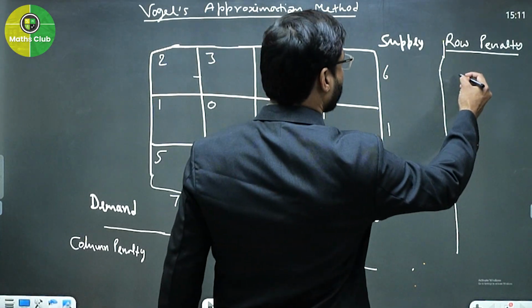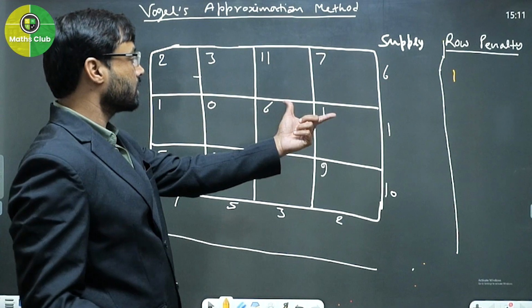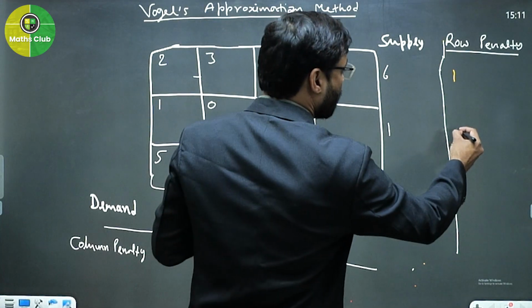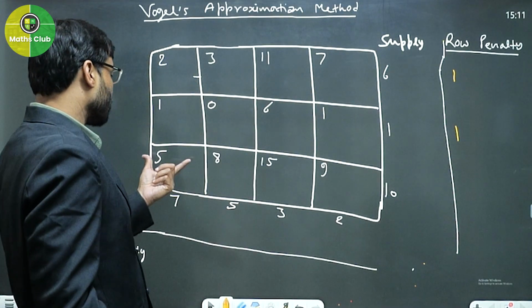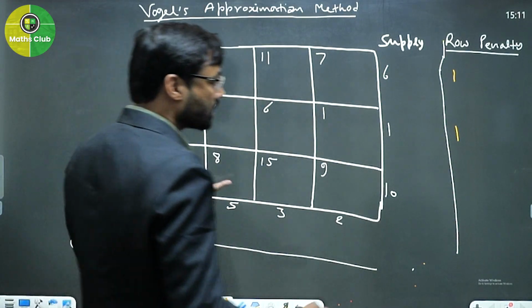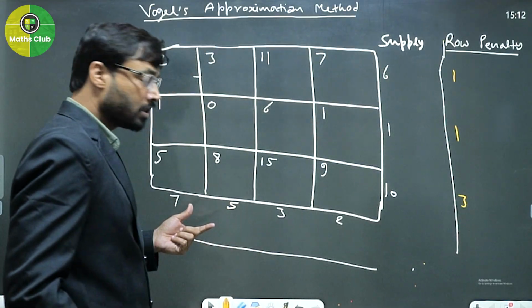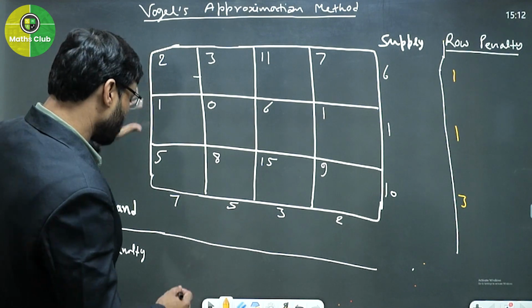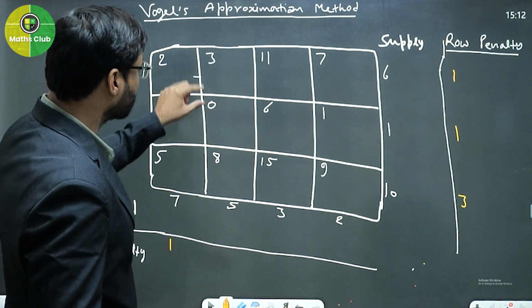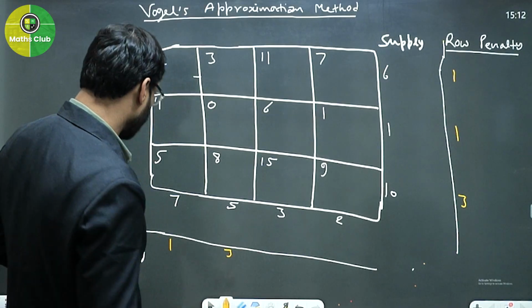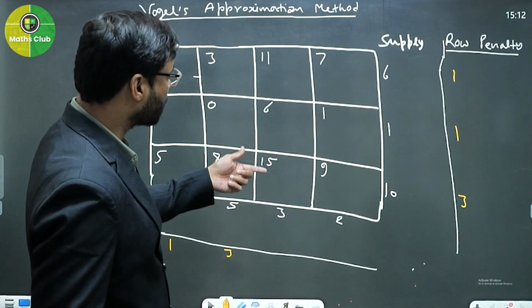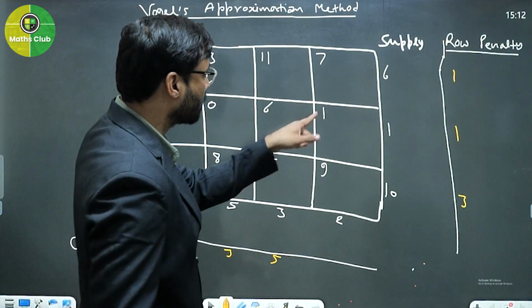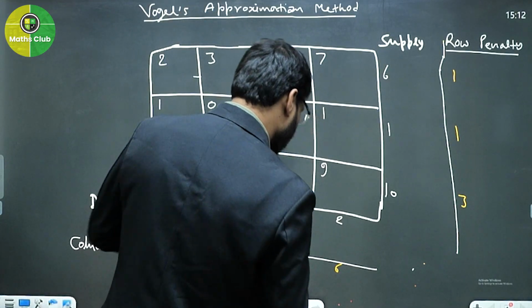So the row penalty here is 1. In the second row, the smallest is 0 and the second smallest is 1, and the difference is again 1. In the third row, the two smallest are 5 and 8, and the difference is 3. Now do the same process column-wise. Smallest and second smallest, and the difference between these two is 1. And again in this case 0 and 3, so we get 3, that is called the column penalty. Again in this case the two smallest are 6 and 11, so the penalty is 5. And in this case 1 and 7, meaning 6.